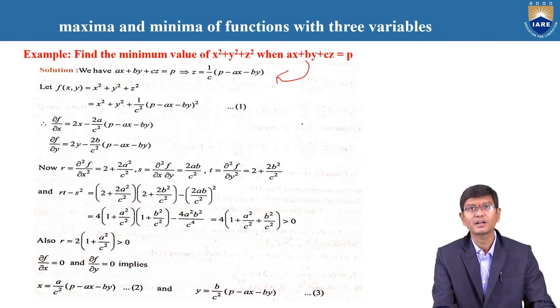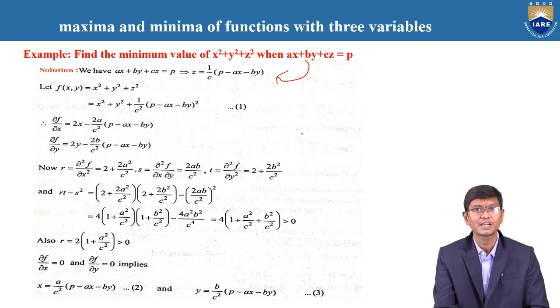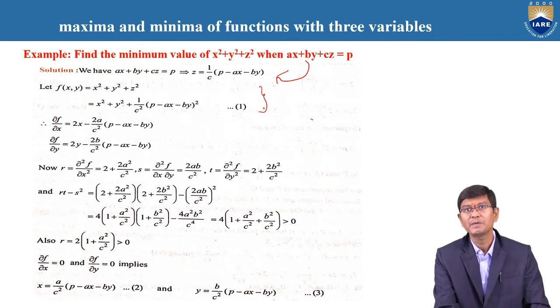Now, we need to consider the function f. Therefore, the f function in terms of x, y with the help of that z value is x square plus y square plus z square, which equals x square plus y square plus 1 by c square into p minus ax minus by of whole square.